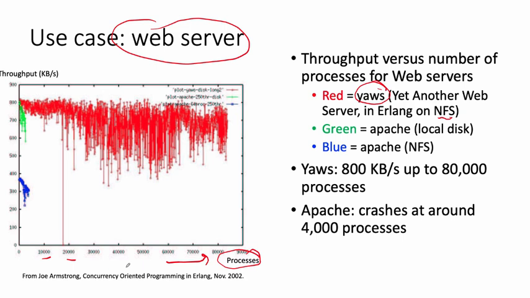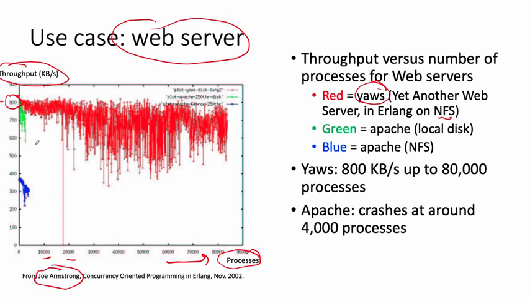So assume the web server is being accessed by many clients, and they're sending concurrent requests, and you have tens of thousands of them. The throughput is the performance of the web server, how fast it can actually deliver results. You can see the throughput here, when you have a very small number, is around 800 kilobytes per second. This also is from the year 2002, but the numbers are still valid today. These numbers are coming from a talk by Joe Armstrong on concurrency-oriented programming in Erlang.